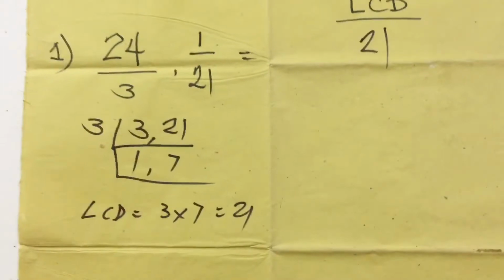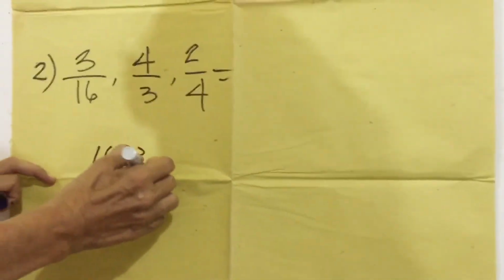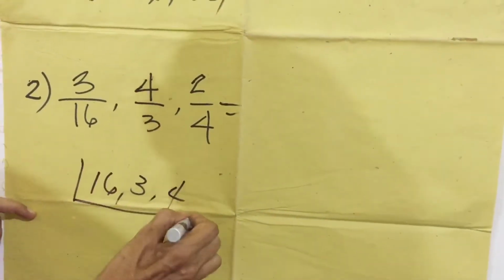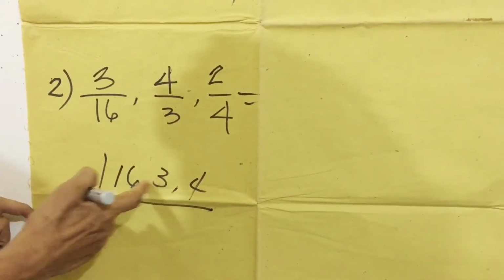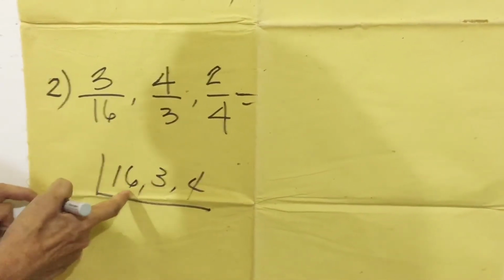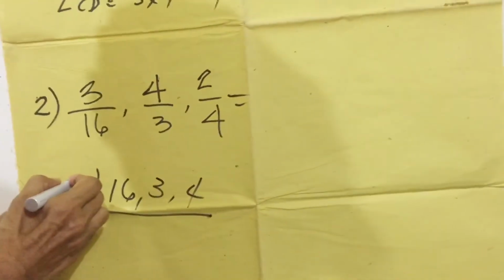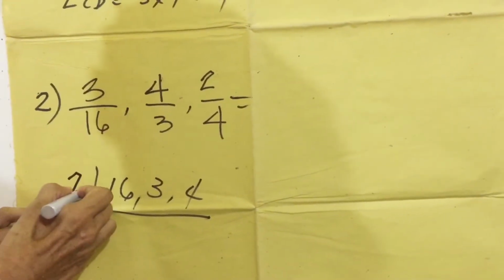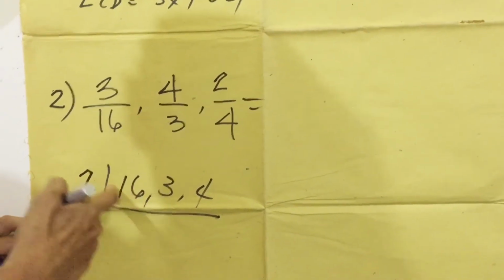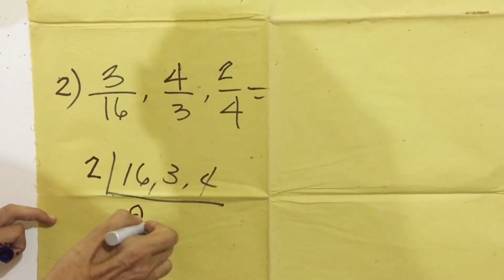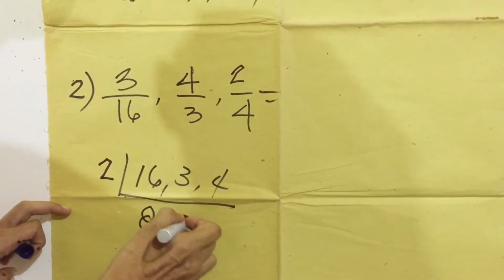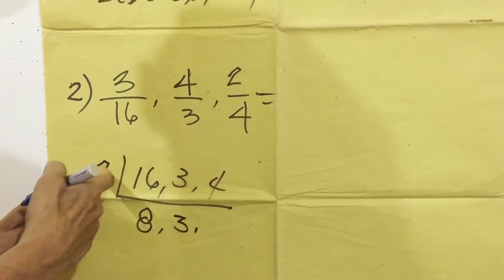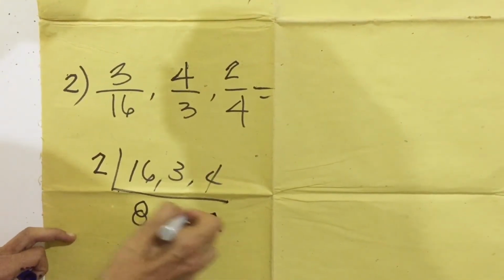Okay, next, number 2. We have denominator 16, 3, 4, then continuous division, and we're looking for prime. Ang prime dito ngayon ay, ang lowest natin makukuha ay 2. The lowest prime. And 16 divided by 2, 8. 3 divided by 2 cannot be, may remainder, so just bring down. Then 4 divided by 2, the answer is 2.